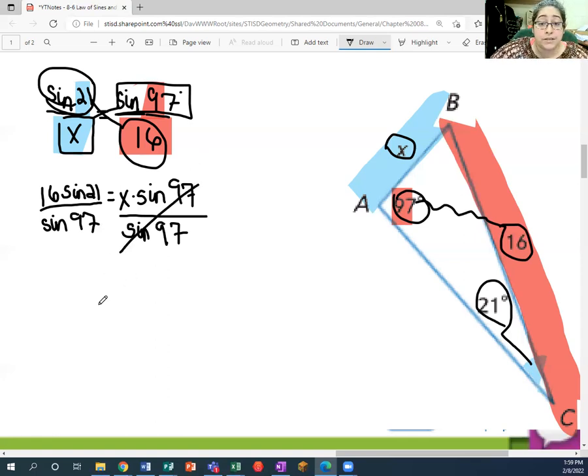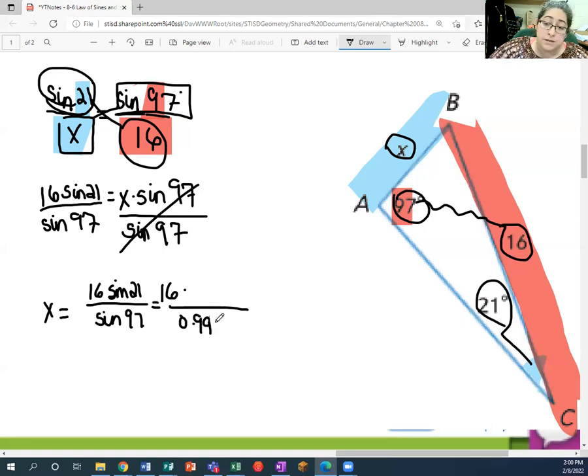All right, these cancel, and that leaves me with x is whatever I get when I take 16, multiply that by the sine of 21 degrees, and then divide that product by the sine of 97. I'm going to take a moment and find the numeric values for these, because my calculator is not smart enough to do this all in one step. Here was the number that my calculator gave me for the sine of 97, and I'm going to take that out to 4 decimal places, because that seems like enough precision.